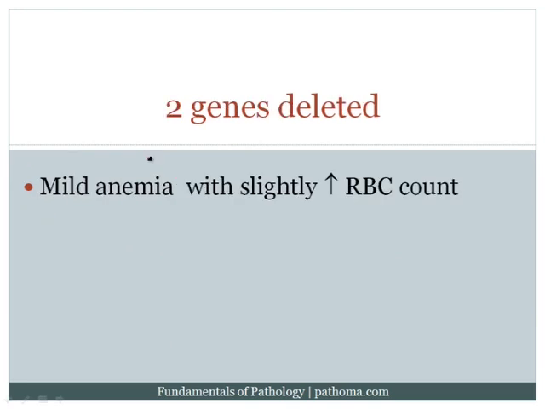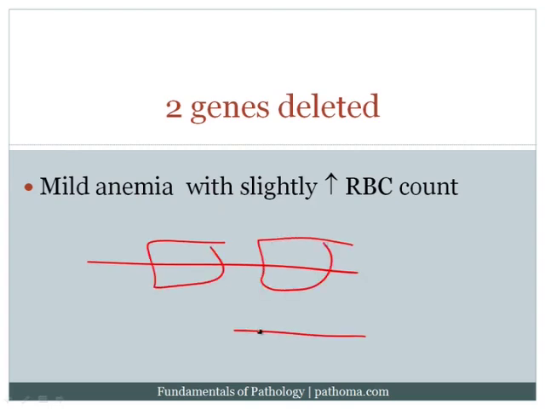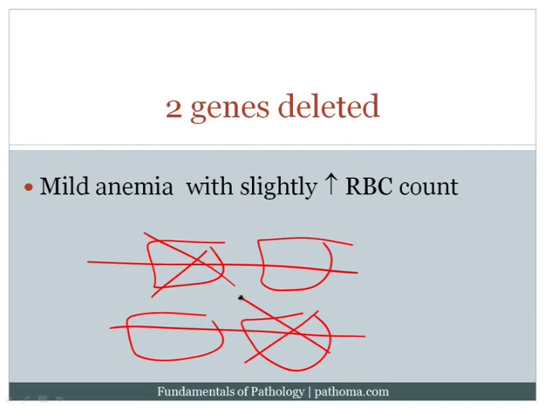Now what about if we knock out 2 genes? Well, if we knock out 2 genes, for example here and here, and then here and here, then the patients develop a mild anemia with a slightly increased red blood cell count. So there'll be a mild anemia with a slightly increased red blood cell count. Not something that you have to worry about too much clinically. Sometimes these patients don't even know that they have alpha thalassemia, and not something that you have to worry too much about on exams either.